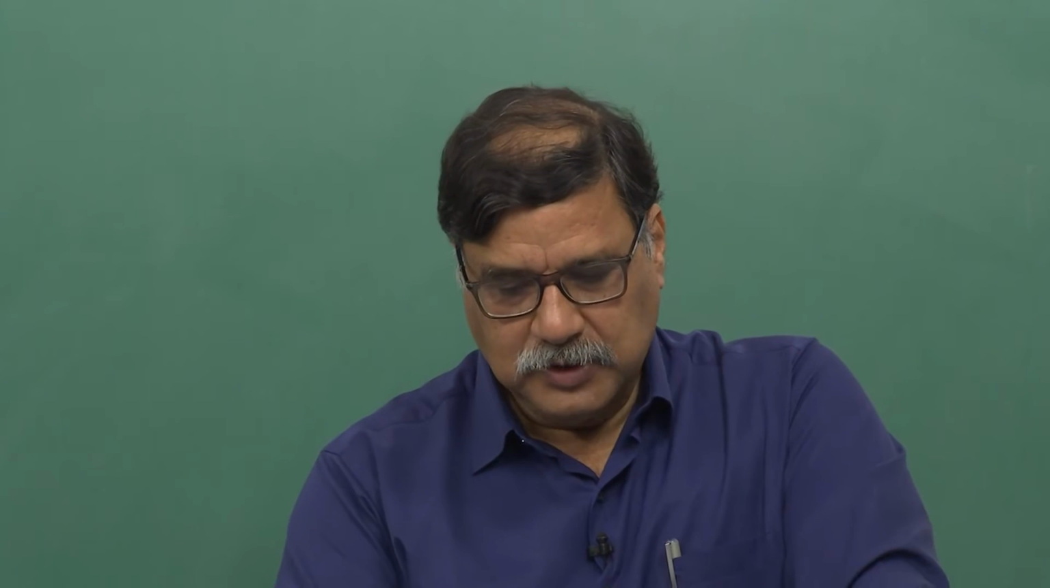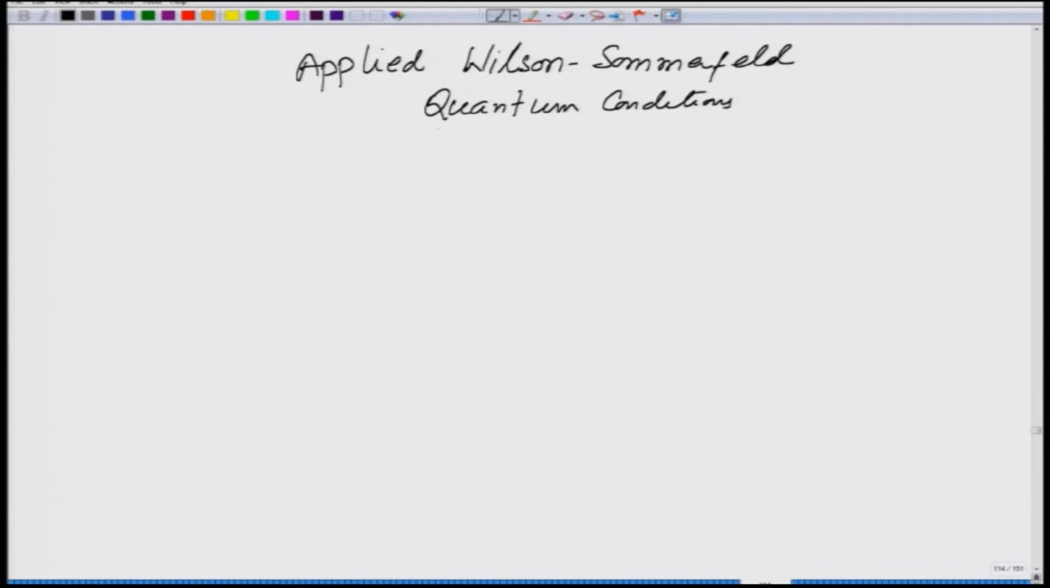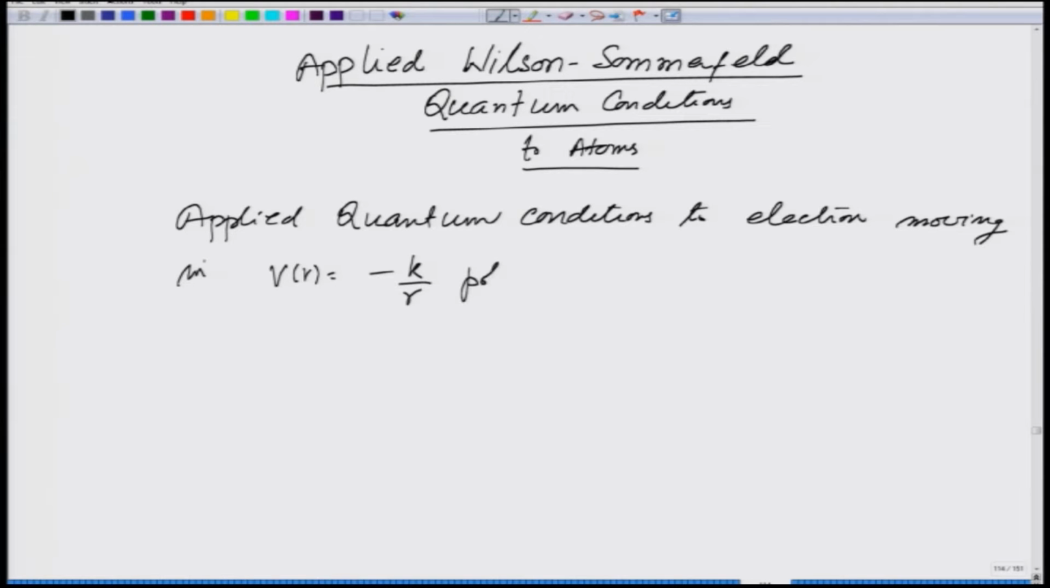In the previous lecture, what we had done was apply the Wilson-Sommerfeld quantum conditions to atoms, or what I would say is apply the quantum conditions to an electron moving in a V(r) = -k/r potential, and for a nucleus k was Ze²/4πε₀.